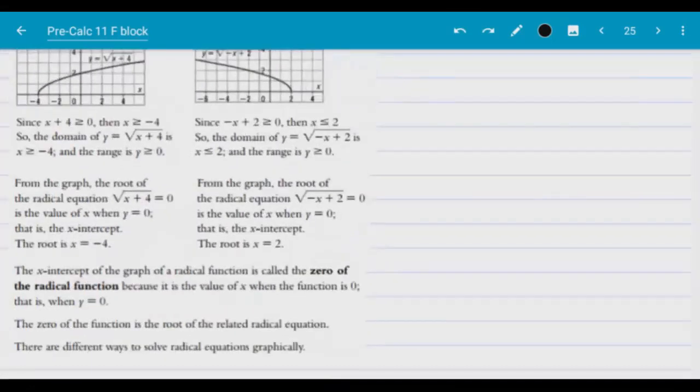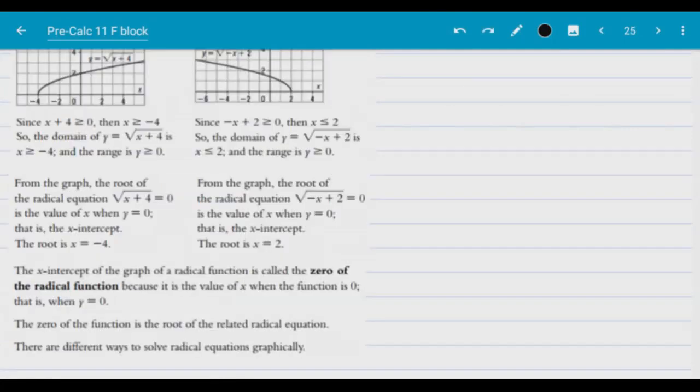The x-intercept of a graph of a radical function is also called the zero of the function. So as you can see, the x-intercept is called the zero of the function. It is also called the root of the equation. It is also referred to as the answer, right? Okay. Because kids would just say, oh, it's the answer. When in fact, what kids are actually talking about is that it is the zero of the function, or it is the root, or it is the x-intercept. As you can see, there are different ways to solve radical equations graphically.